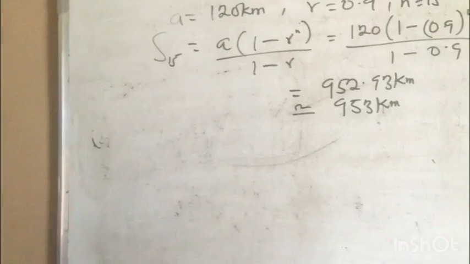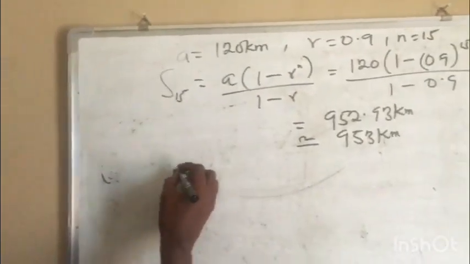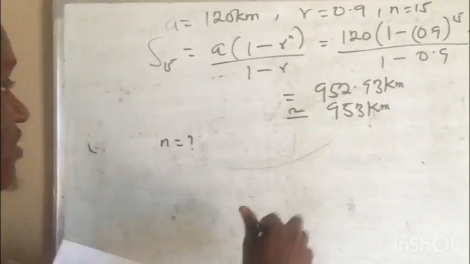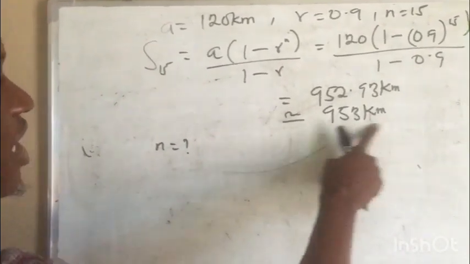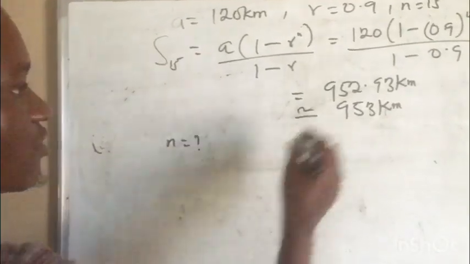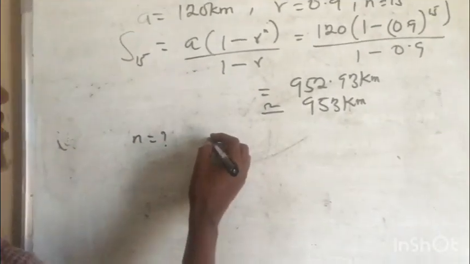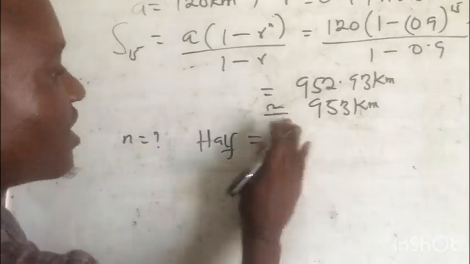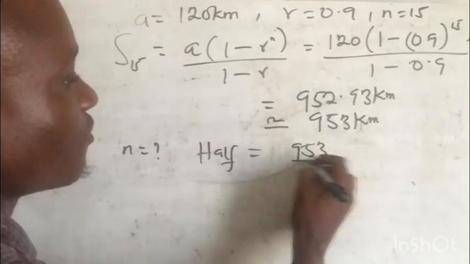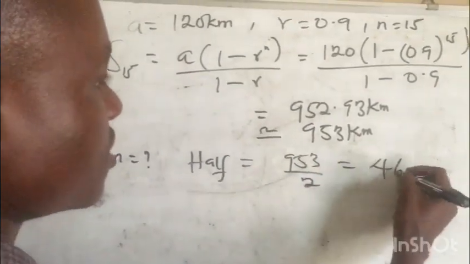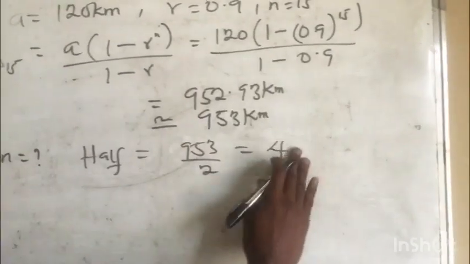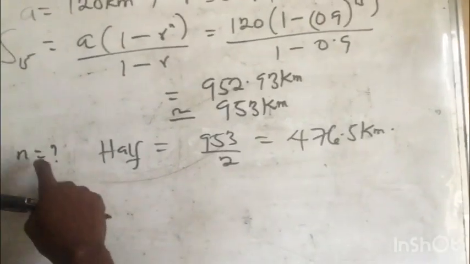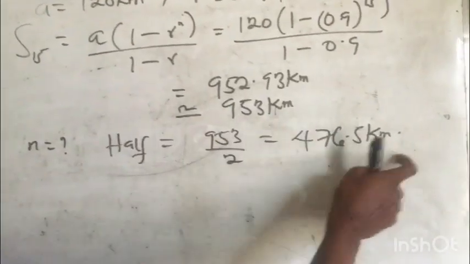Now the second part is saying, after how many days, and they are telling you to find N, do we reach half of this distance? After how many days? Now, what's the half of this? The half is just 953 over 2. And that will give us 460. Am I right? No, that's 476.5 kilometers.